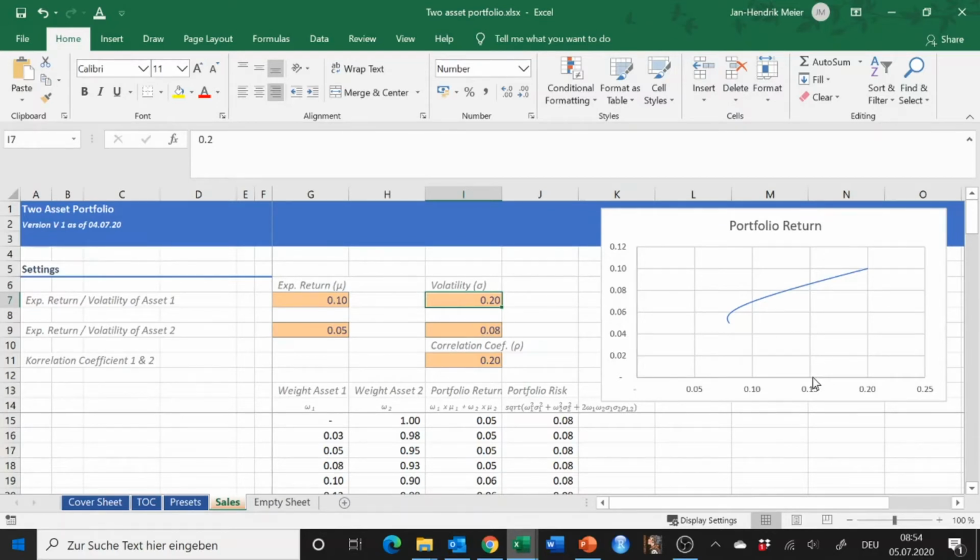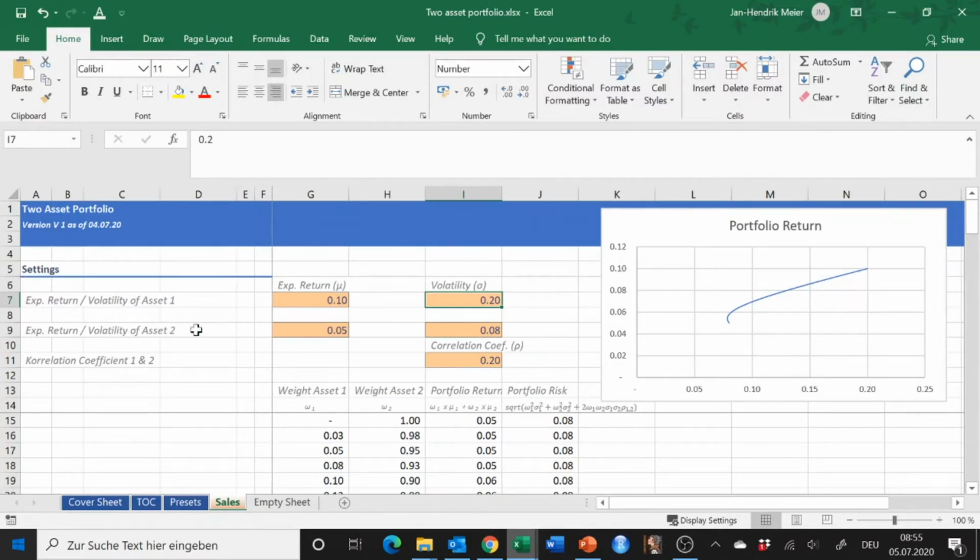Here on the right hand side, we see the typical chart that is used. So we have the portfolio risk on the x-axis, and the portfolio return on the y-axis. And where do we find this asset? We find this asset here in the very top, because it has a volatility of 0.2 and a return of 0.1. Exactly this point is equal to that asset.